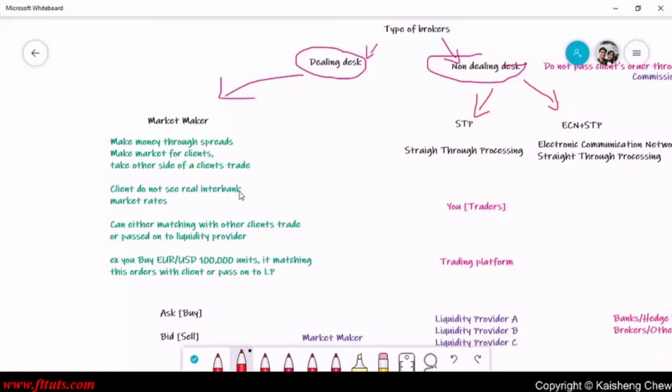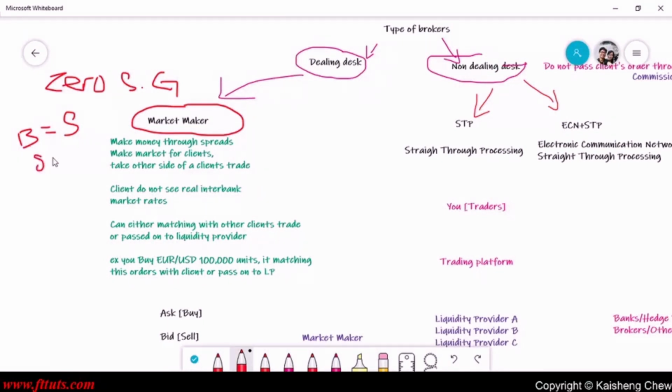Okay, so now we're going to talk about what's different. With the market maker, because in the previous video we discussed what a zero sum game is, right? If you want to buy, someone has to sell to you. So if you are using the market maker platform, your broker will take the other side of your order. If you want to buy, they are the seller. If you want to sell, they are the buyer. They always trade against you.